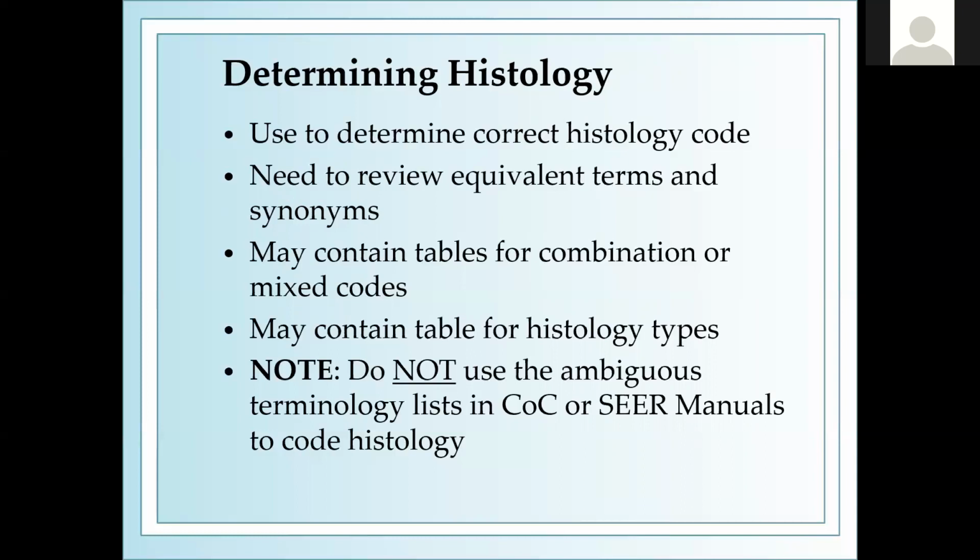Remember that the ambiguous terminology list is used to determine if a case is reportable or not. It is not to be used for every aspect of the cancer registry work. So remember that the ambiguous terminology list that's in the STORM manual is used to determine if we need to accession a case or not.